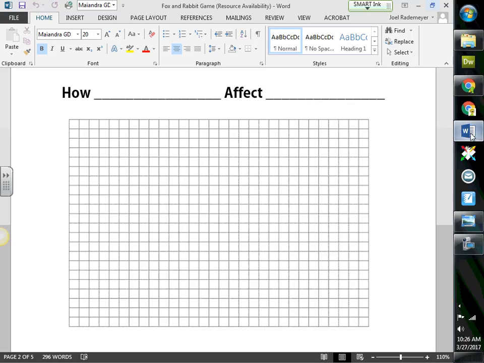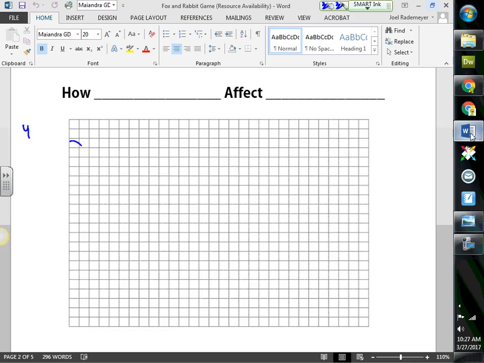When you're making a line graph, you want to set up your axes the same way. Remember that the vertical axis is called the y-axis. The horizontal axis is called the x-axis. That doesn't change. And remember that when we're setting up a graph, you want to put the dependent variable on the y-axis.